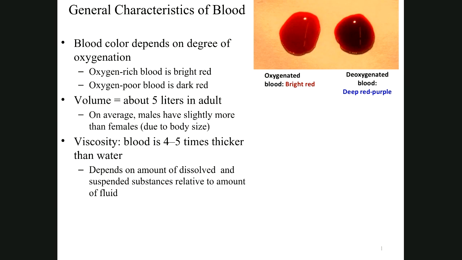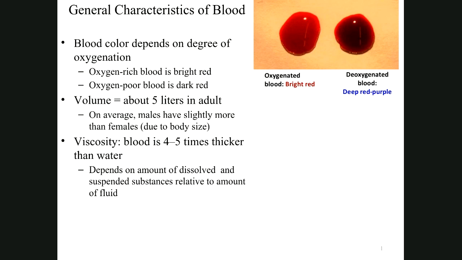We are going to begin by talking about blood. I'm going to start with the general characteristics of blood. The color of blood depends on how much oxygen is being carried in that blood. So as you can see here, there's bright red blood. That means that it is more highly oxygenated. And then we have this deep red purple blood here, and that means that it has less oxygen.